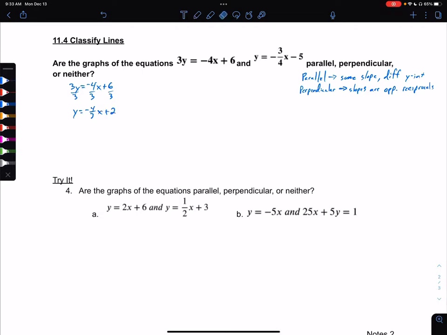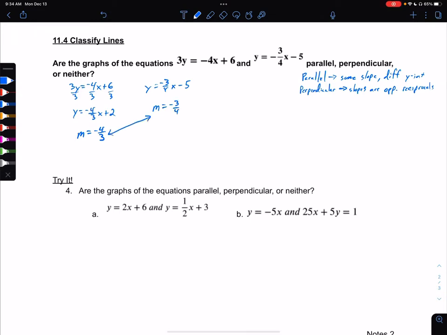Now I can state what my slope is. We need to have this in slope-intercept form before we can state the slope, so be careful. In this problem, my m value is negative 4/3. The second equation, y equals negative 3/4 x minus 5, already has y by itself, so this one's pretty easy. m is equal to negative 3/4.